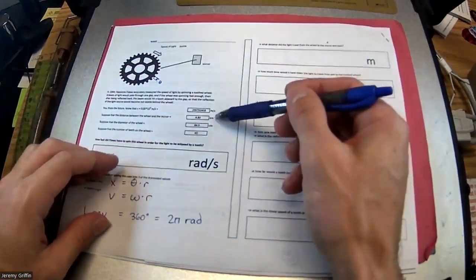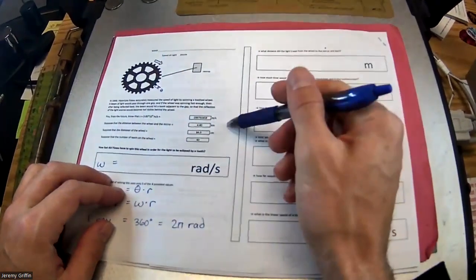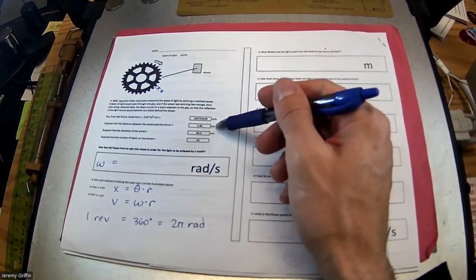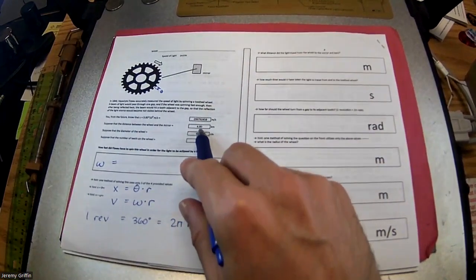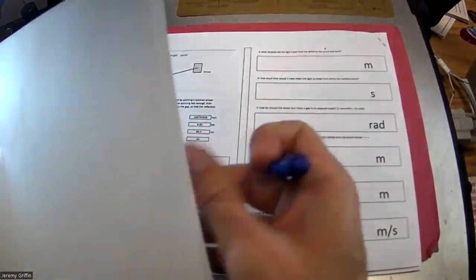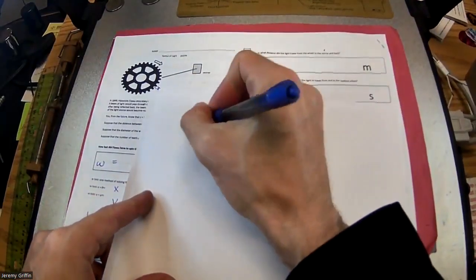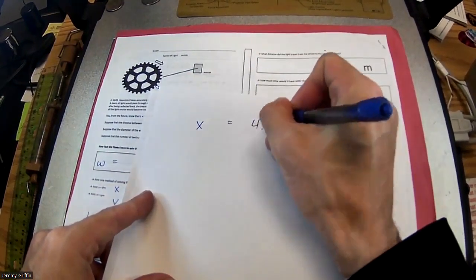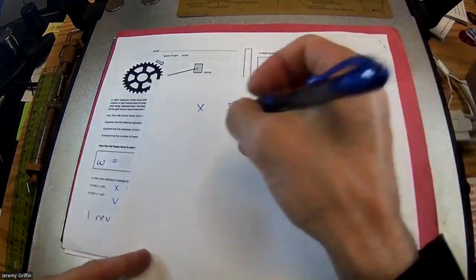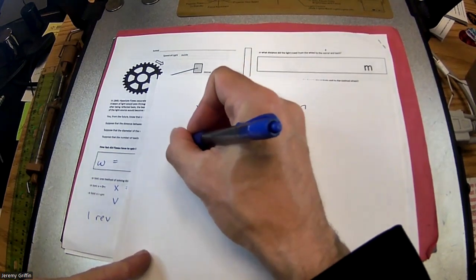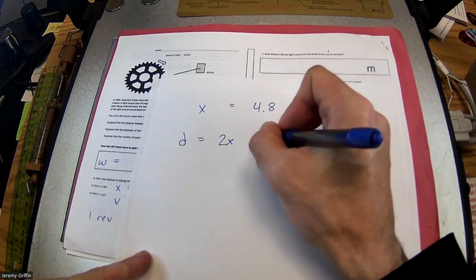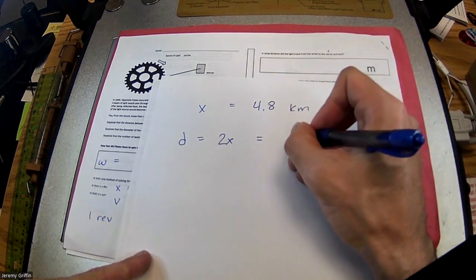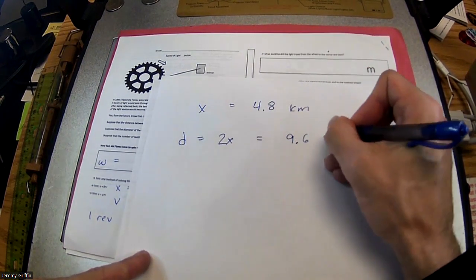So I told you the separation distance in kilometers. You have different numbers than I do. Mine says 4.8 kilometers is the separation distance. So if the separation distance was 4.8 kilometers, what is the total travel distance? Is that two times the separation distance? Which would it be? Four times two is eight, so 9.6 kilometers, I think.